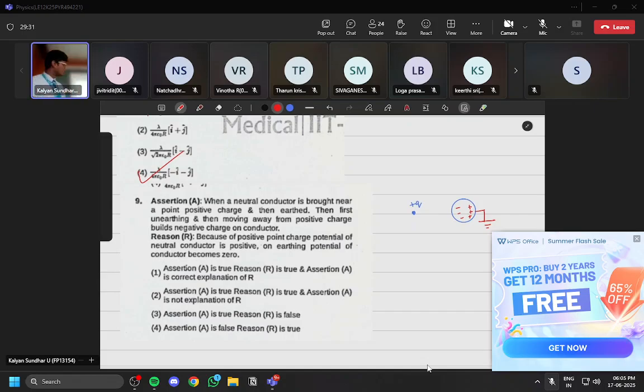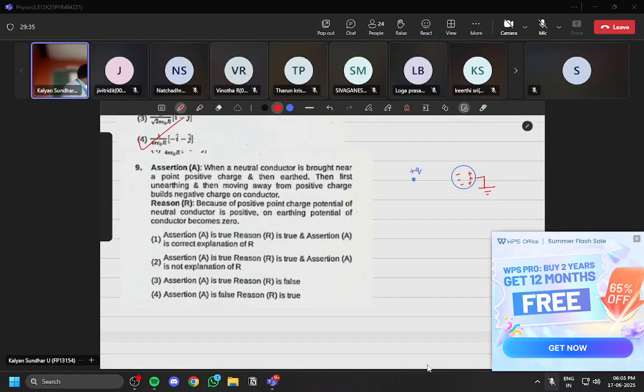How will you find out? With the help of what they have given: first unearthing and then moving away from the positive charge. Once you unearth it, some charge has gone to the ground. Now you move this away. Even if you move it away, there was still the effect of the positive charge on this conductor. The positive charge builds a negative charge on the conductor. Now you have taken it away. So overall, will there be negative charge or positive charge here?